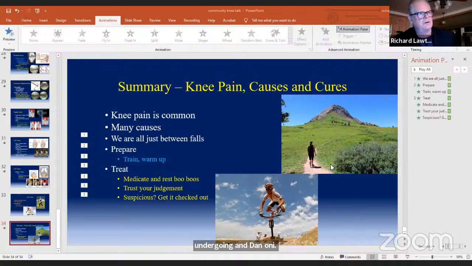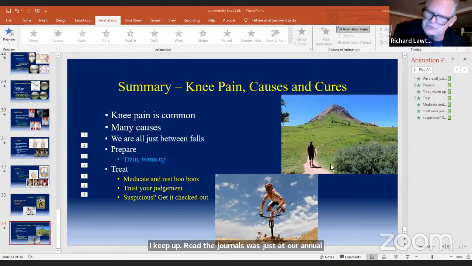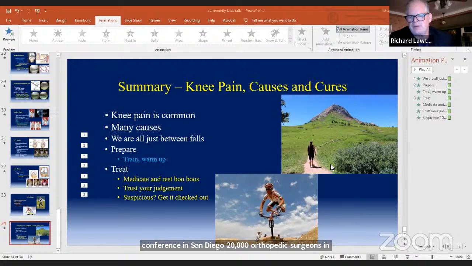I read the journals. It was just at our annual conference in San Diego. 20,000 orthopedic surgeons and their team members showed up there, and there's not one talk on a nano knee. So I'd be cautious there.